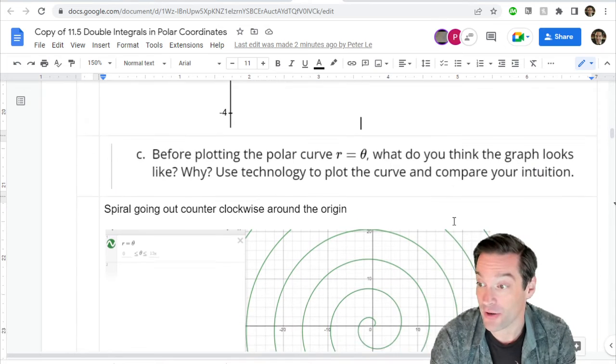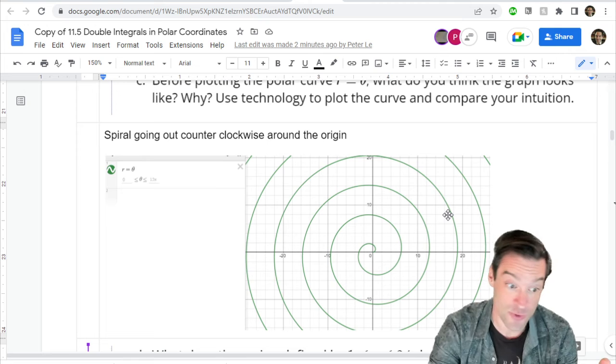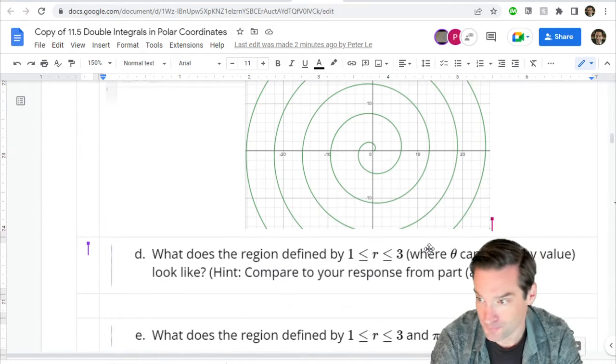And then we have a curve r equals theta. Because the radius is increasing as we increase the angle, it traces out this linear spiral as we go outwards.